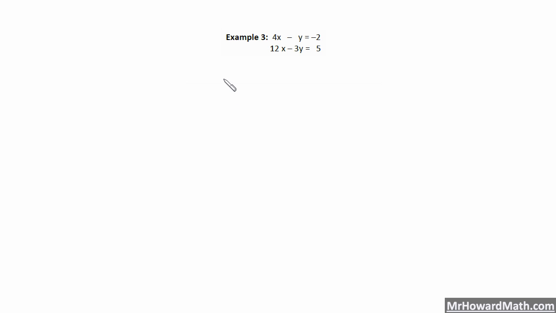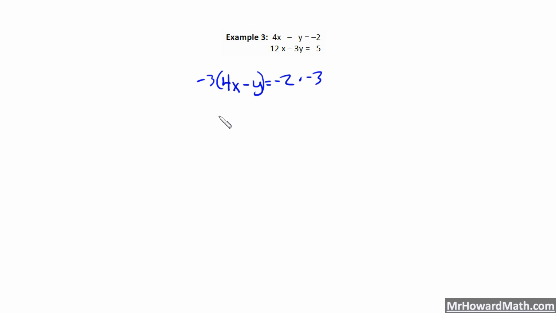So I'm going to take this line, 4x minus y equals negative 2, and I'll eliminate the y terms. I have a negative 3y in my other line, so I need a positive 3y here. So how can I make negative y equal positive 3y? Well, I need to multiply everything by negative 3. So I'm going to multiply everything on both sides times negative 3.